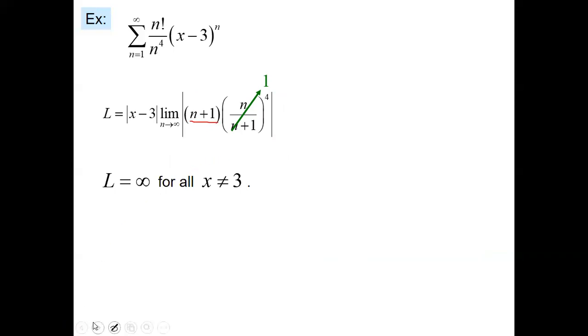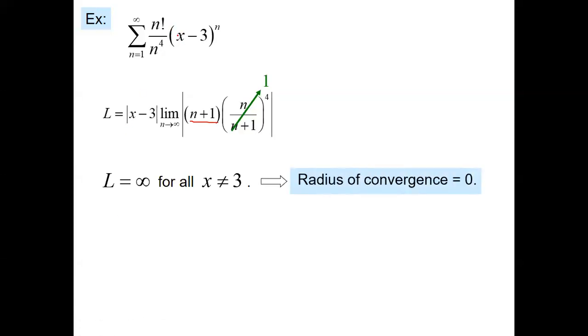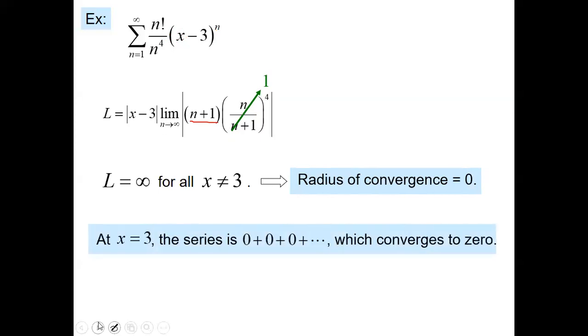So therefore, heading off to infinity for all values, except for when x equals 3, because when x equals 3, that's going to create a 0 term, so all of the terms are going to be 0, so it would converge to 0. So therefore, this has a radius of convergence of 0. There is no interval of convergence because that ratio turned out to be infinite.